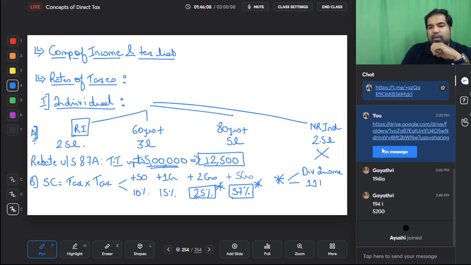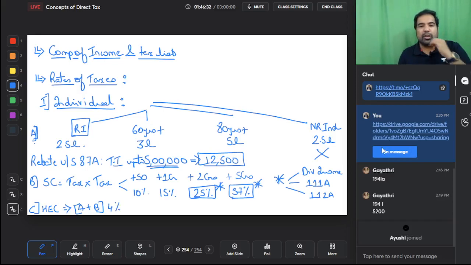Then if you have 111A kind of income, that is short-term capital gain on listed equity, and 112A kind of income, that is long-term capital gain on listed equity. In these 3 cases, the higher surcharge will not apply. And of course, C is HEC, which is on A plus B, both you will add and multiply by 4%, and that is what is health and education cess, that is at the rate of 4%. This is A, B and C, and that is your answer for individuals.